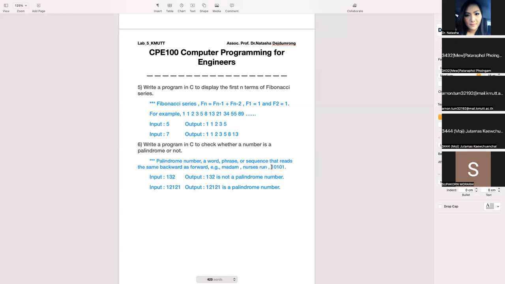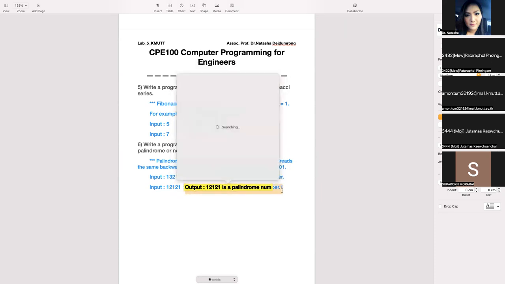Basically, I give you a number and you tell me whether it's a palindrome or not. If I give you 132, it's not a palindrome, so you say it's not a palindrome. But if I give you 12121, it's a palindrome, because you read it backward the same way, 121, 121, right? So your output is: 12121 is a palindrome number. Oh, sorry.